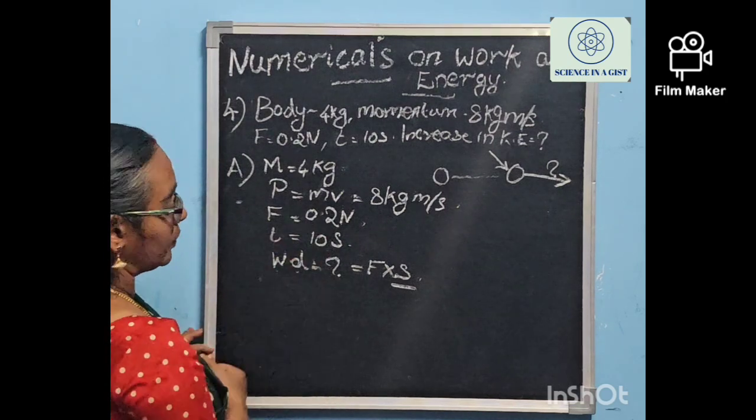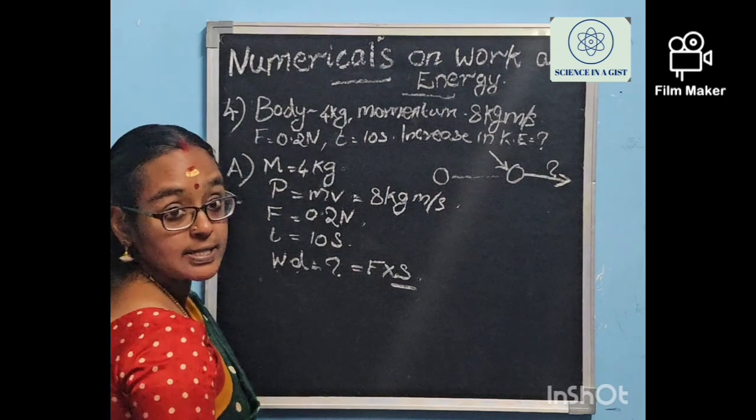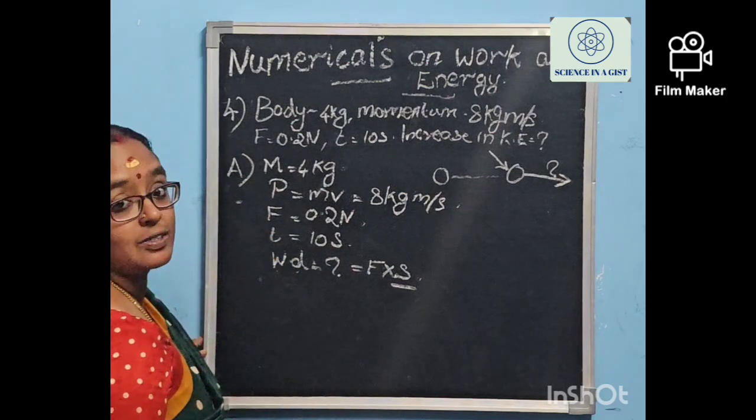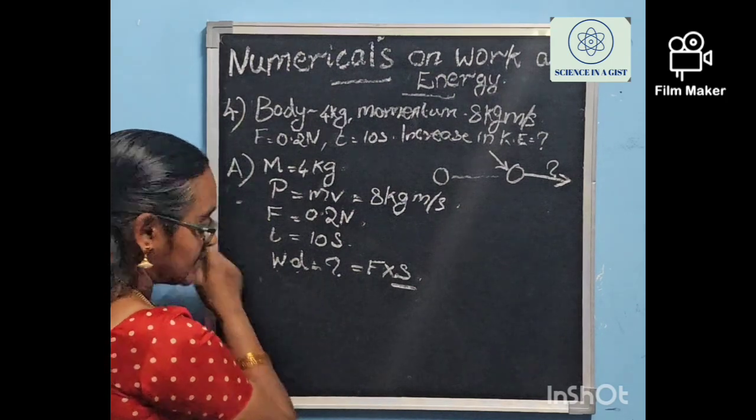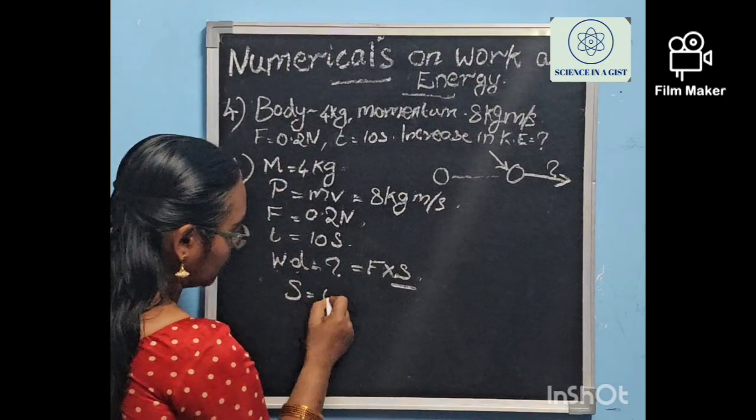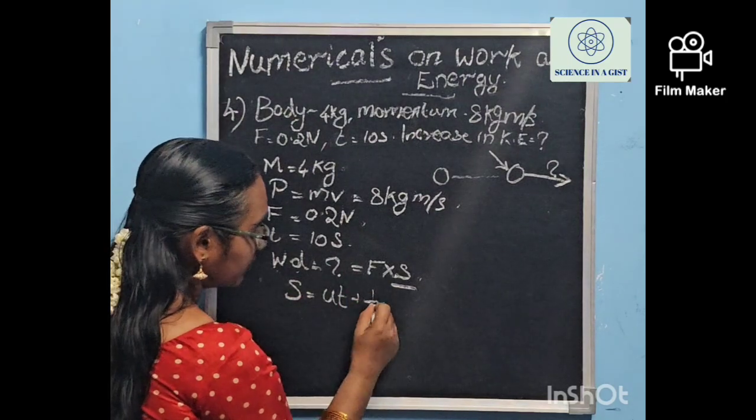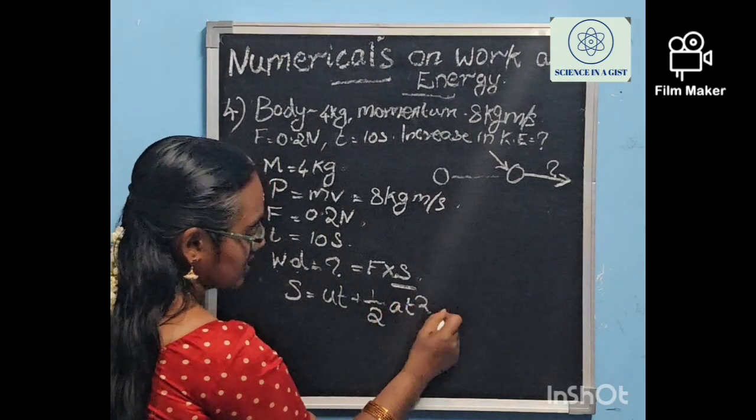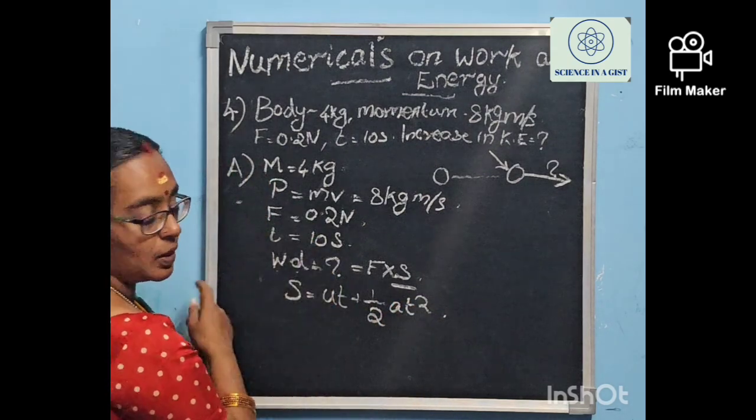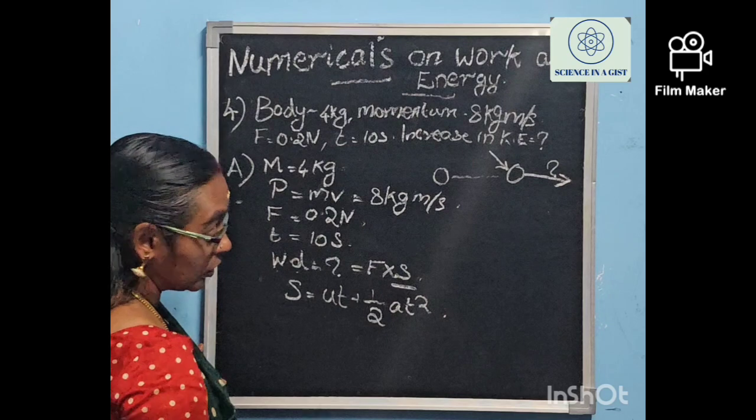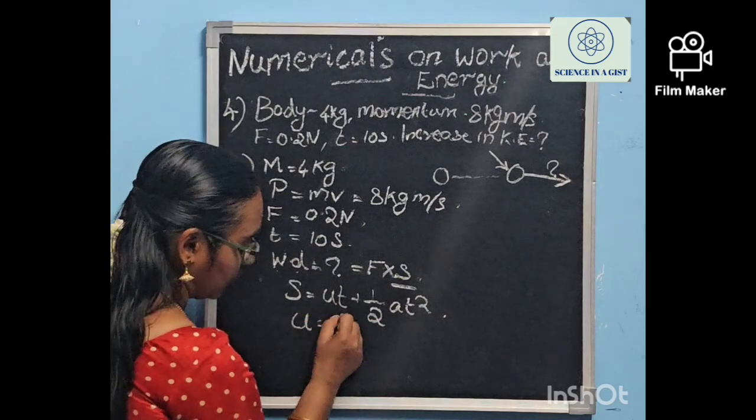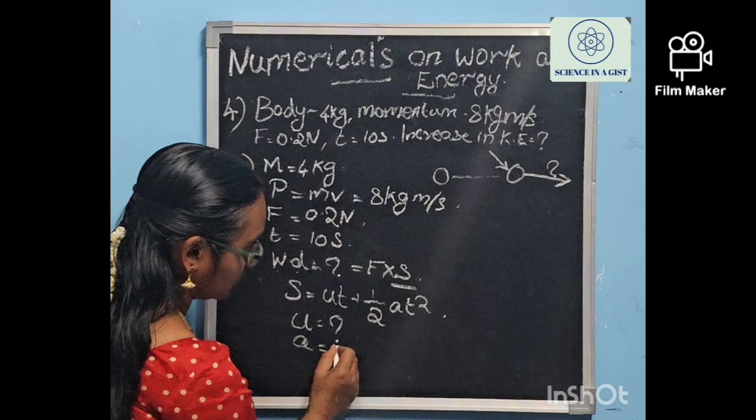So how can we find out S? What is the formula for S? Kinematics. You know the formulas of kinematics, isn't it? S is equal to ut plus half at square, isn't it? Time is given. Okay, t, no problem. But what is u? What is a? All these things you have to find. U is equal to what? You have to find. A is equal to what? Also you have to find.